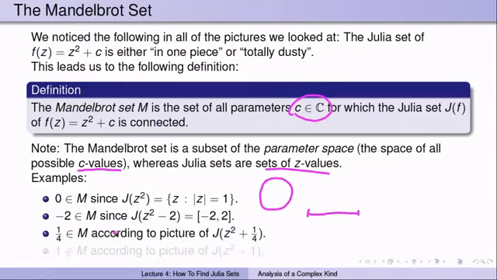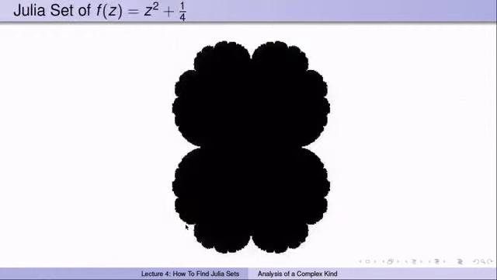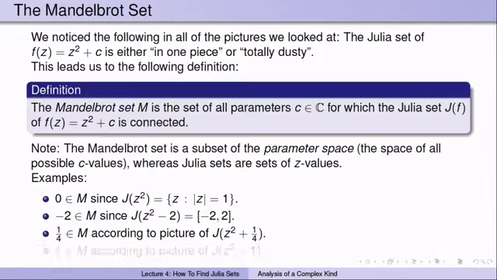1/4 seems to belong to the Mandelbrot set as well, according to the picture that we saw. Here's a picture again of the Julia set of z squared plus 1/4. It's also called the cauliflower set. It looks like it's in one piece, the boundary is in one piece, and therefore 1/4 belongs to the Mandelbrot set. 1, on the other hand, does not belong to the Mandelbrot set according to the picture that we found.